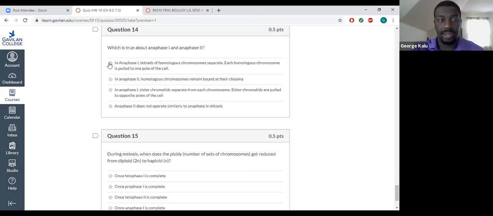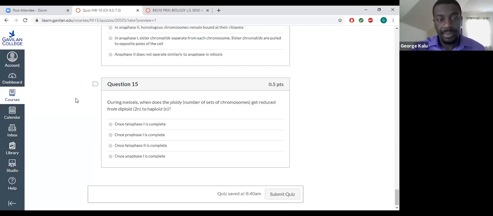Yeah, so A is going to be true here. The tetrads are going to get separated, right? Remember, we have our homologous chromosomes linked together by the chiasma in metaphase 1. When anaphase 1 happens, we separate them at the chiasma and pull each individual homologous chromosome to opposite ends of the cell.